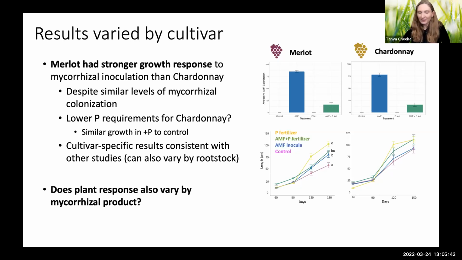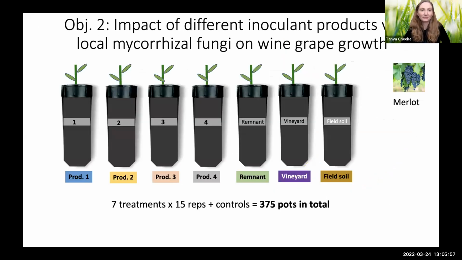So in the last part of the talk, I want to talk about the second experiment to test whether plant response also varies by mycorrhizal product. In this study, we had a highly controlled experiment with only one mycorrhizal product, but there are lots of different mycorrhizal products on the market. So what we're doing this spring is evaluating the impact of different inoculant products on wine grape growth compared to the local mycorrhizal fungi that are already here in the soil.